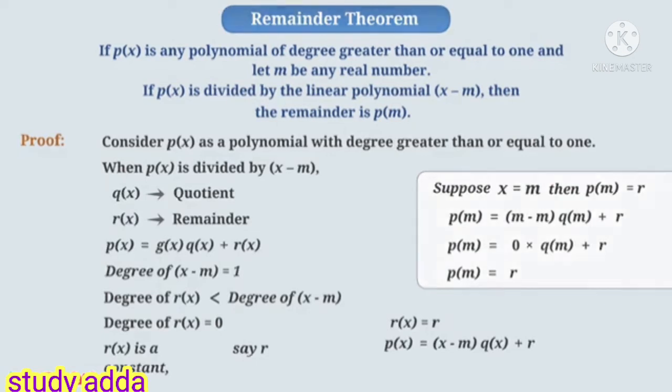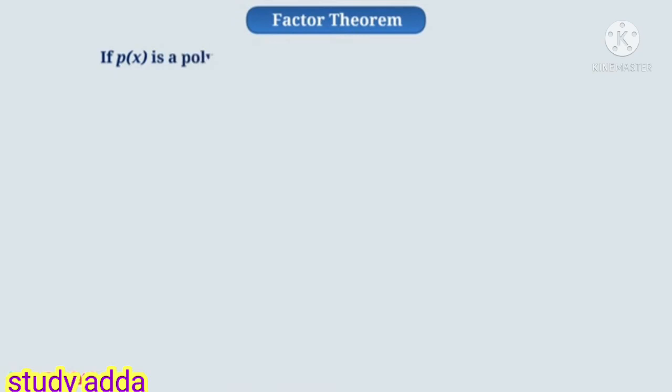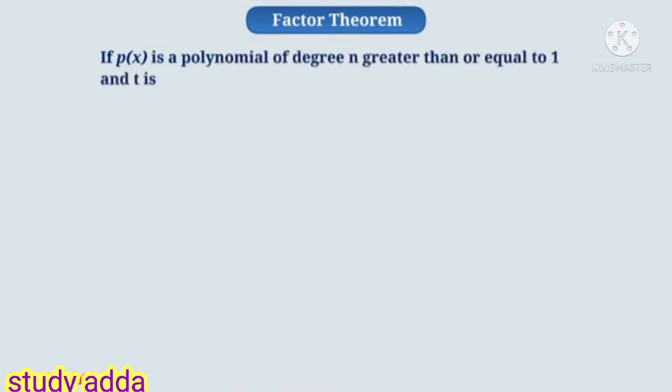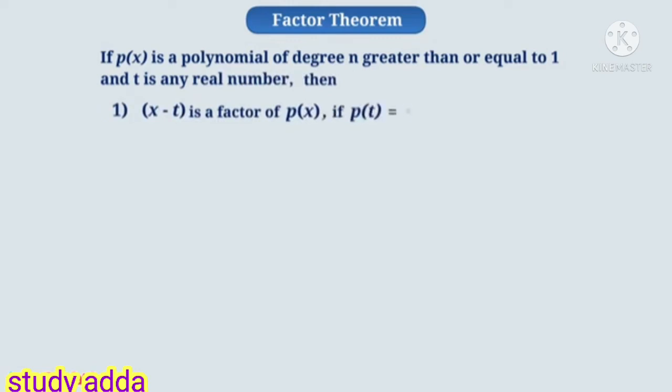Now, let's understand factor theorem, which states that if p of x is polynomial of degree n greater than or equal to 1 and t is any real number, then x minus t is a factor of p of x if p of t is equal to 0, and p of t is equal to 0 if x minus t is a factor of p of x. Now let's prove it.